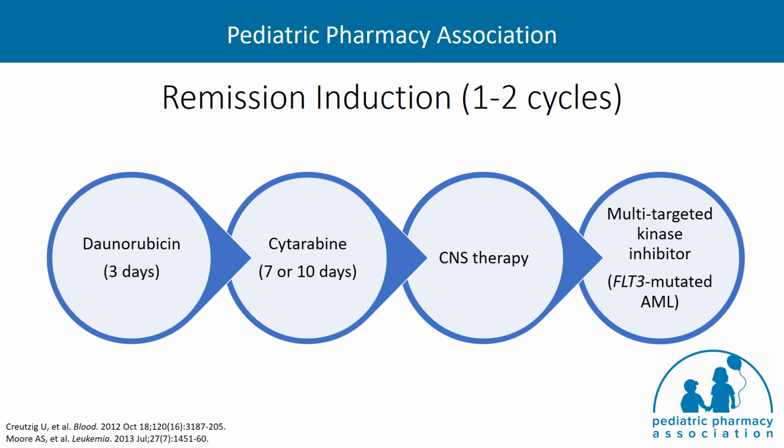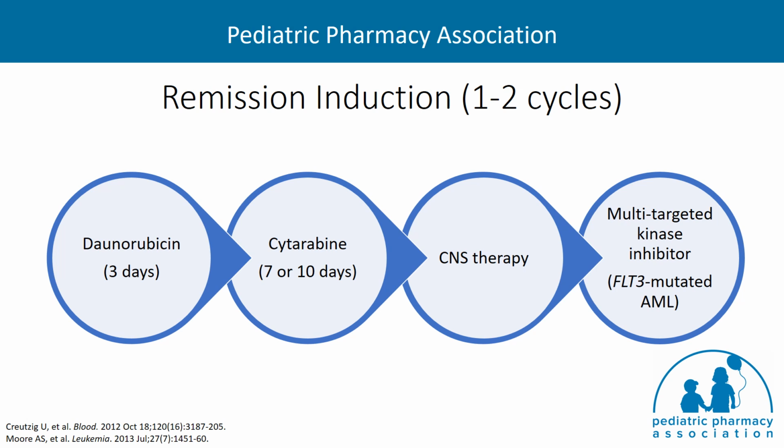The initial agent, daunorubicin, being an anthracycline, which patients will receive 3 days of, typically on days 1, 3, and 5 of therapy. Cytarabine, which is a pyrimidine analog, which patients will receive on 7 or 10 days of therapy, typically days 1 through 7 or 1 through 10. Of note, this is not high-dose cytarabine, which we will discuss more when we talk about the chemotherapy agents.